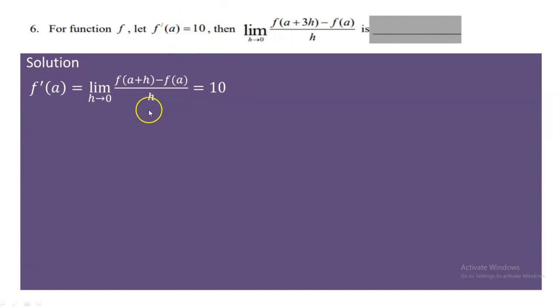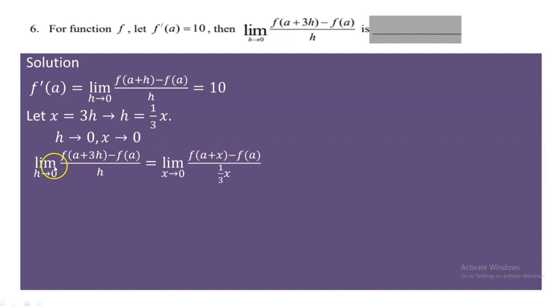Now, in order to come to this one, let's assign x to be 3h, students. What we were having here was h, but now it is 3h. So let's make this to be x. Let x be 3h. And from this, h is going to be 1/3 of x, a matter of dividing the whole by 3. So as h approaches 0, 3 times 0 is 0, so x again approaches 0. So the limit of f of a plus 3h minus f of a over h as h approaches 0 is going to be like this.